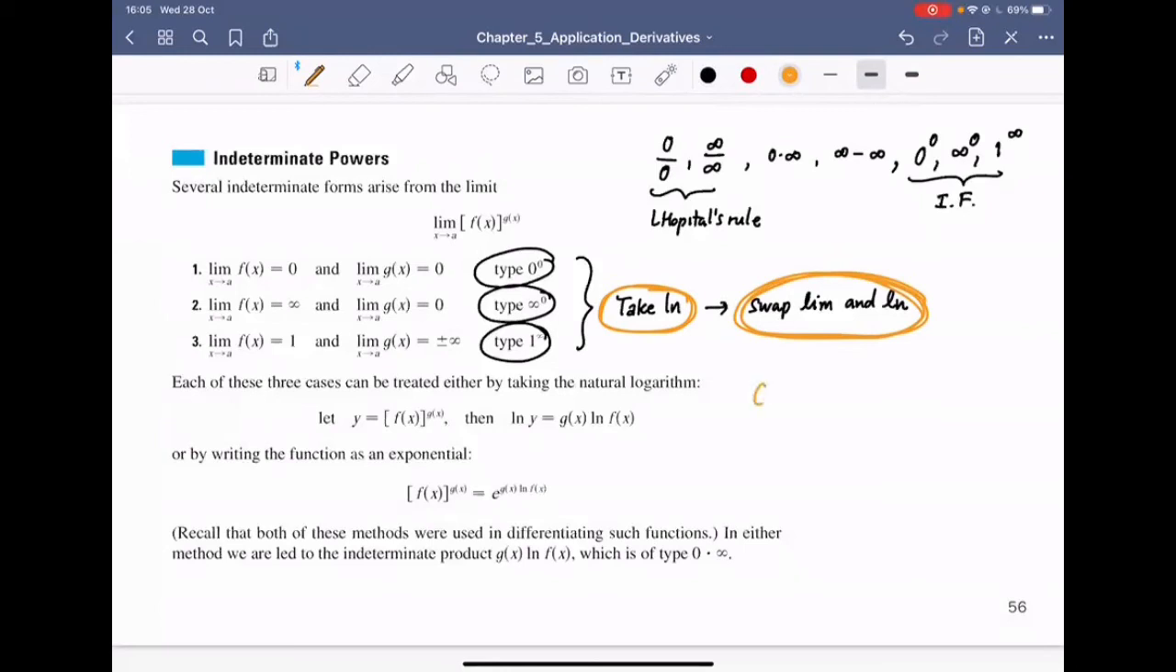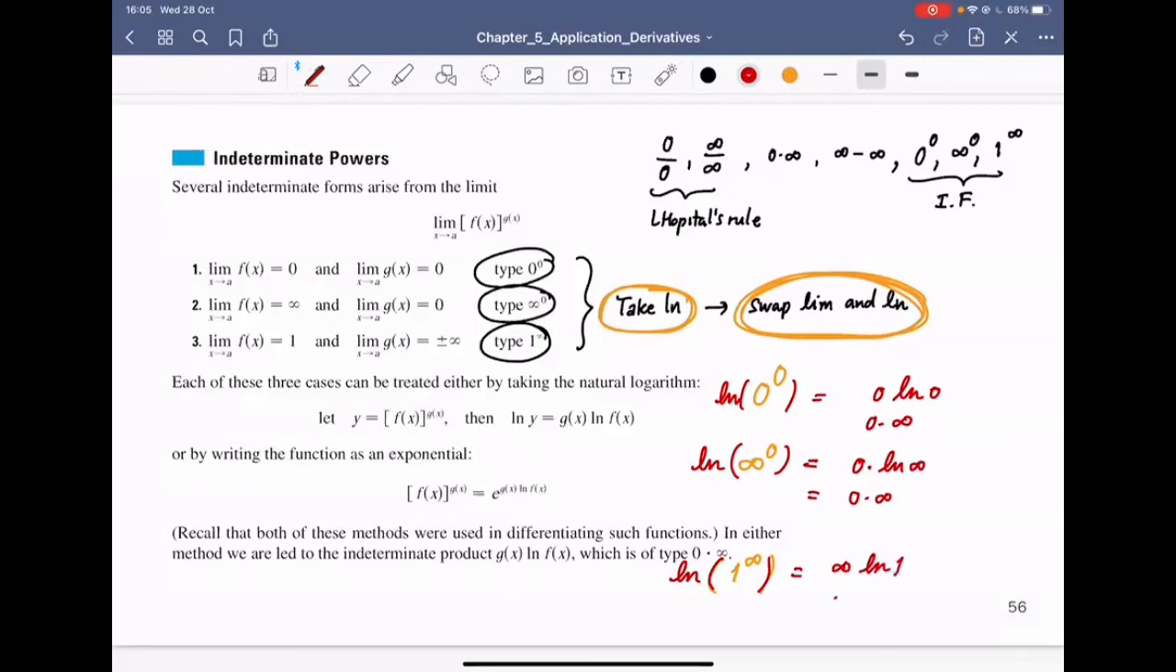So the idea is if you have 0 to the 0, if you take log, it's going to come to 0 times log 0, which is 0 times infinity. If you have infinity to the 0, if you take log, it's going to come to 0 times log infinity, which is 0 times infinity. If you have 1 to the infinity, if you take log, this is going to be infinity times log 1, which is infinity times 0 as well. Any form of indeterminate power, when you take log, is going to come back to 0 times infinity, which is going to give you back the L'Hopital rule at the end.